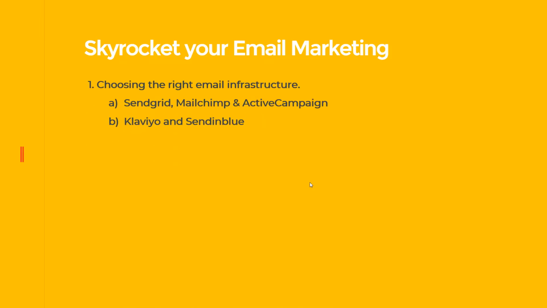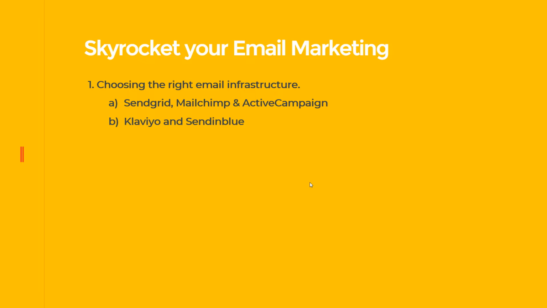Okay, so there are three main components of email marketing. A, choosing the right infrastructure. B, getting the leads. And C, email marketing strategy, that also includes creating promotional content or creating engaging content for your prospects and leads. So let's start with them one by one.